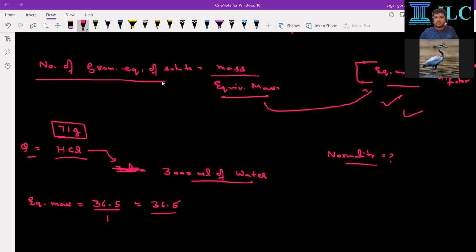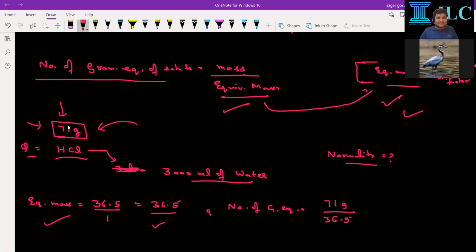Now let's find the number of gram equivalent. Number of gram equivalent is mass upon equivalent mass. What is the mass given in the question? 71 grams. So 71 gram divided by the equivalent mass you have already found, 36.5. It is not getting cancelled out, right?